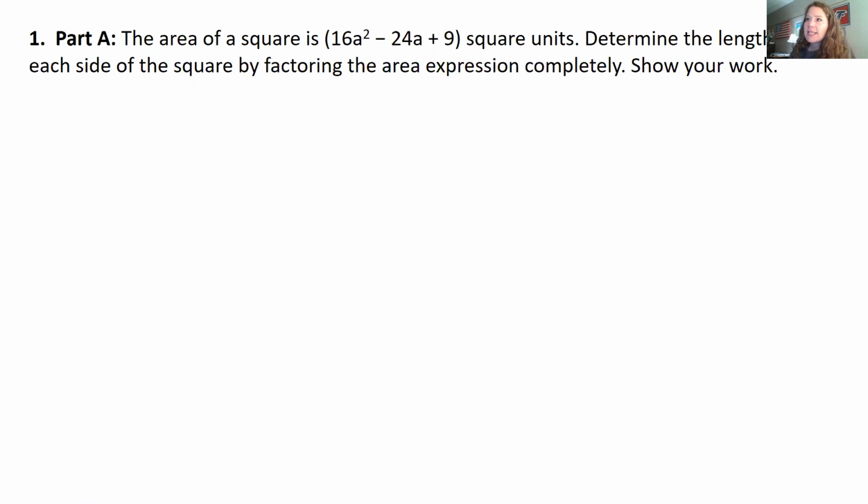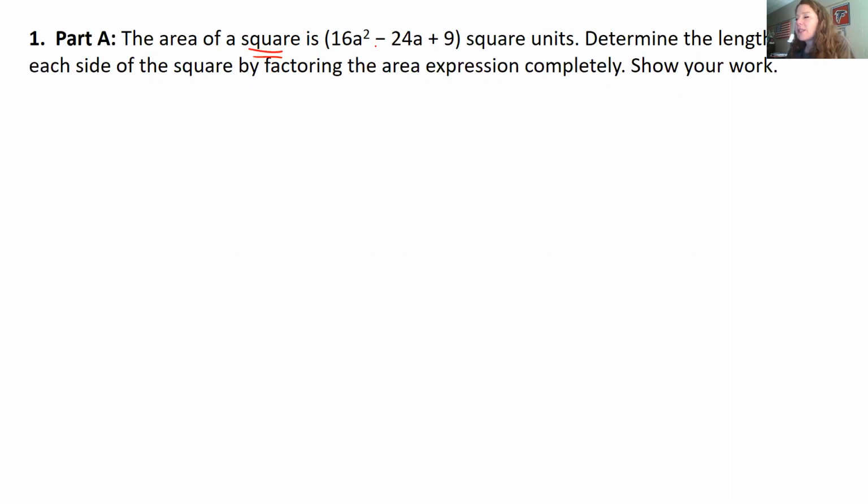So the first question says the area of a square is blah, blah, blah square units. Determine the length of each side of the square by factoring the area expression completely. So the one thing we do know about squares is that all the side lengths are exactly the same.